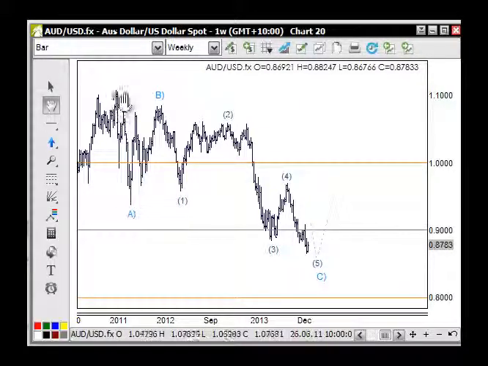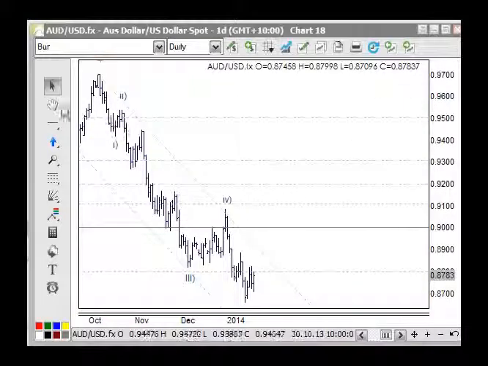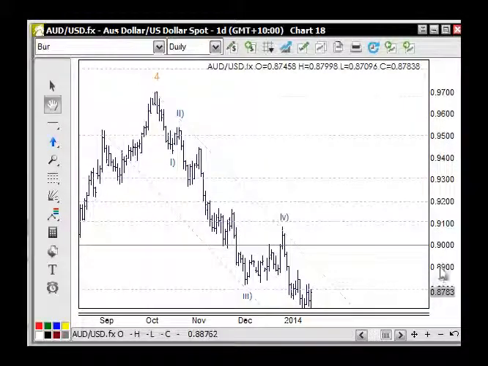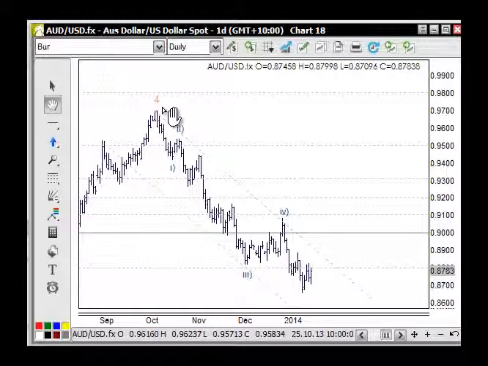So in a nutshell, we've got the A wave, the B wave here, and the C wave coming down here, and the C wave being in 5 waves, the 1, the 2 of intermediate degree, the 3, the 4 and the 5. So what we have been doing is counting 5 waves down through here, and in those 5 waves coming down through here, this is them here on the daily chart, the 1, the 2, the 3, the 4 and the 5.